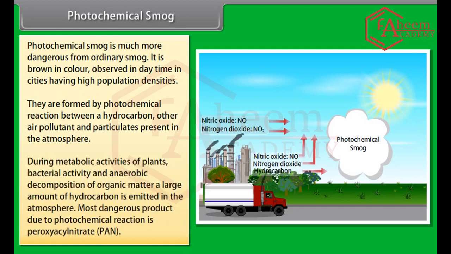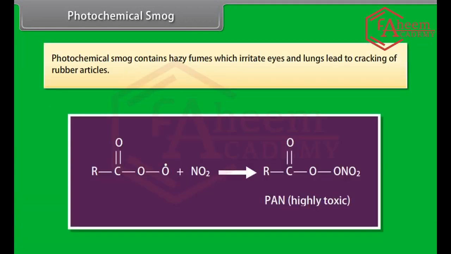During metabolic activities of plants, bacterial activity and anaerobic decomposition of organic matter, a large amount of hydrocarbon is emitted into the atmosphere. The most dangerous product of photochemical reaction is peroxyacyl nitrate, PAN. Photochemical smog contains hazy fumes which irritate the eyes and lungs and lead to cracking of rubber articles.